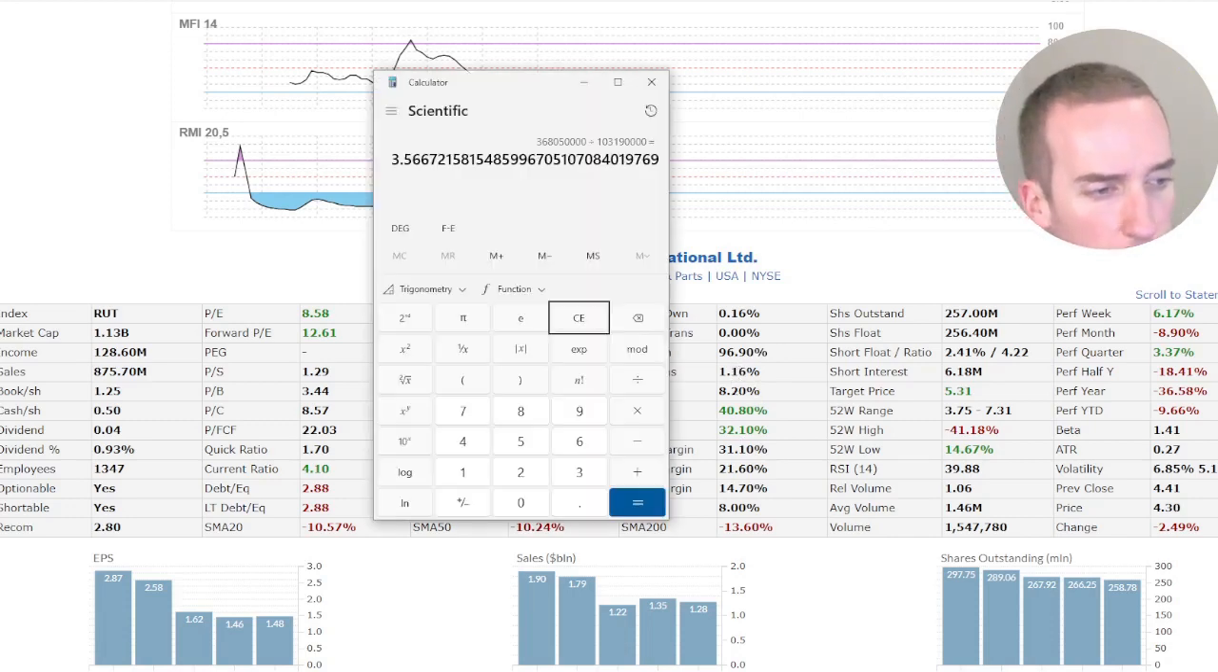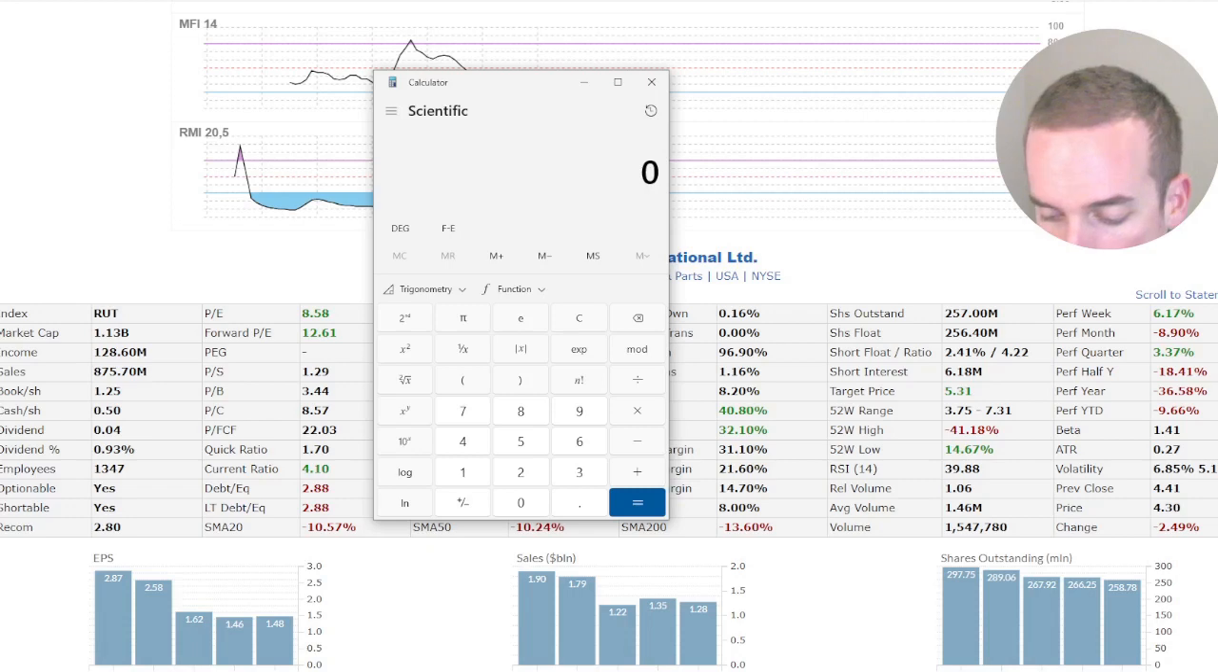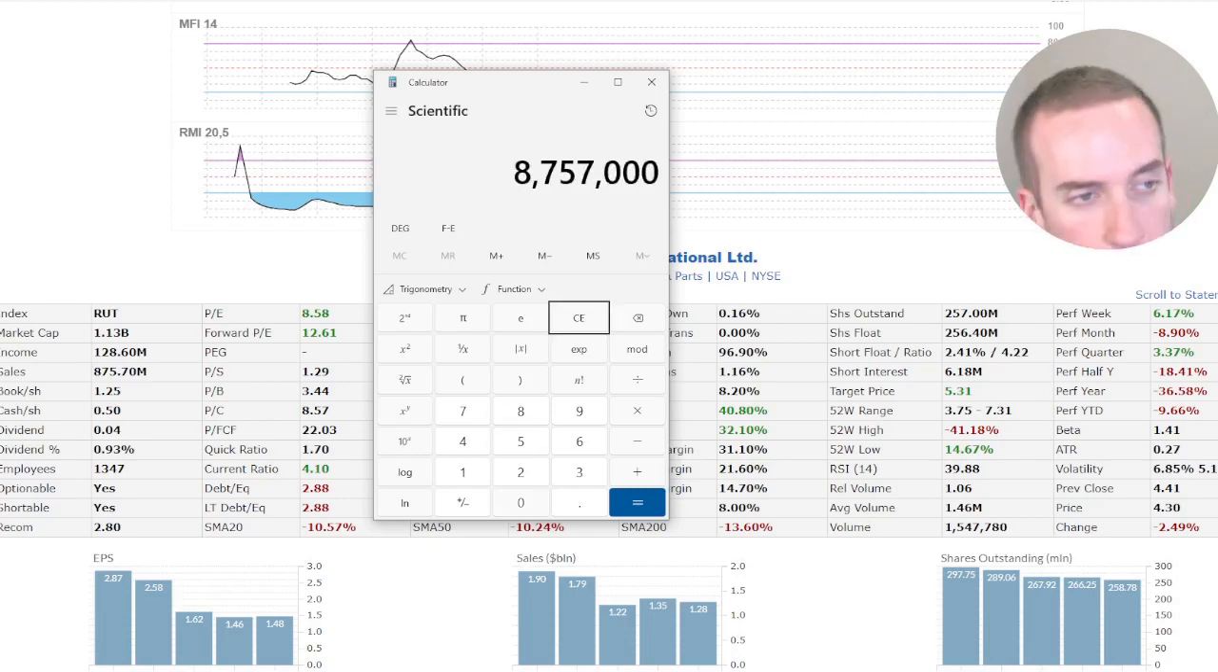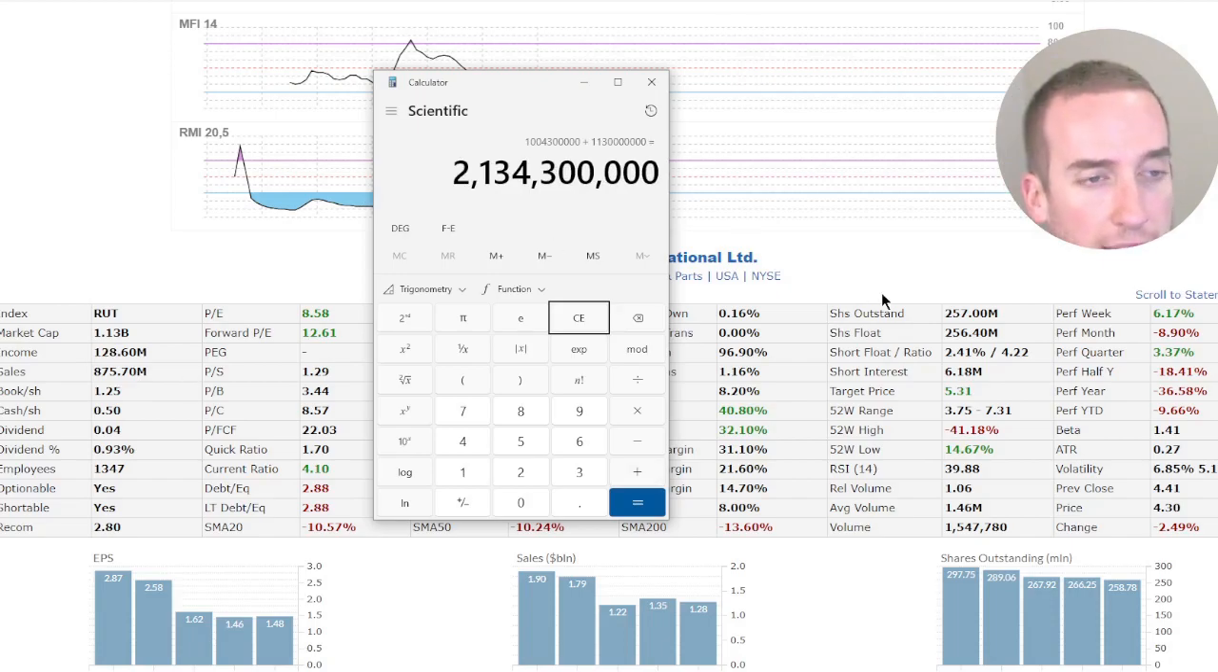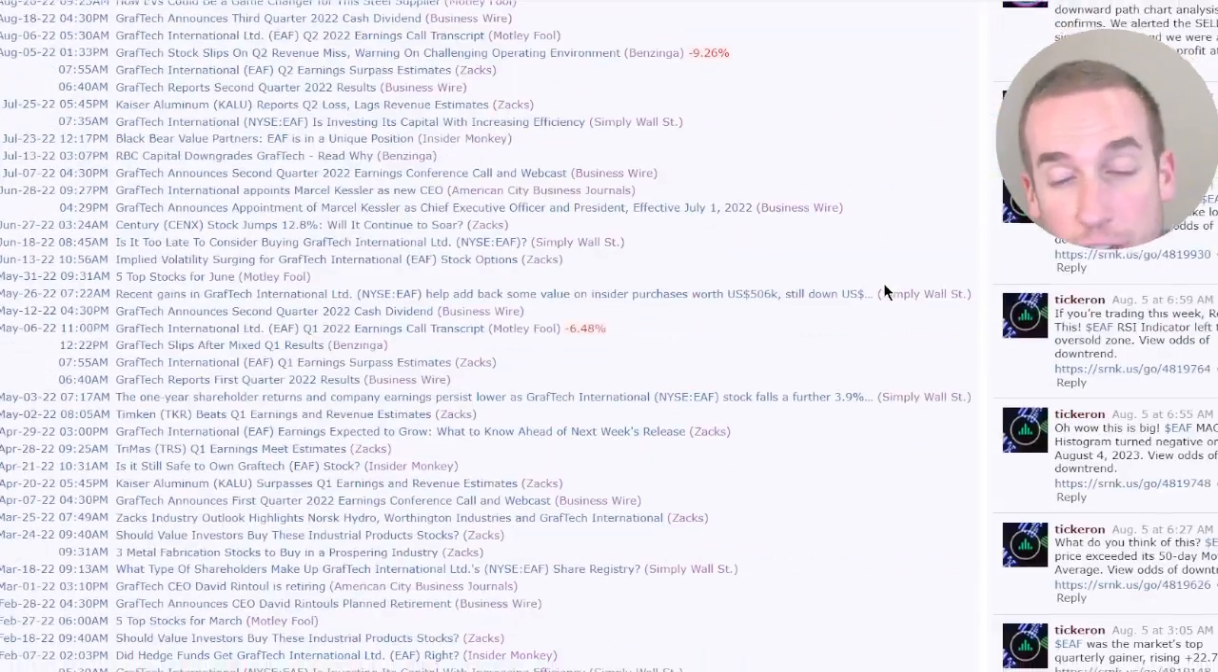Let's see what this stock price is actually worth. They make 875 million, 700,000, good for them. They have 128 million, 600,000 in income, good for them. And their market cap is over 1 billion, 130 million, good for them. And they offer a dividend. All right, that looks good. Let's now add the cash and remove the debt.